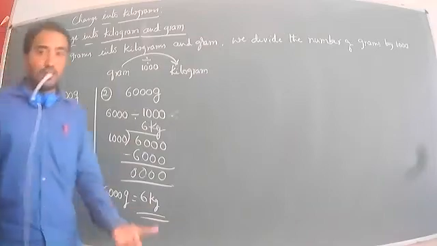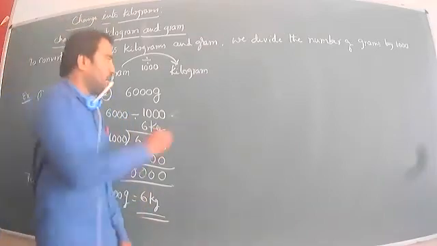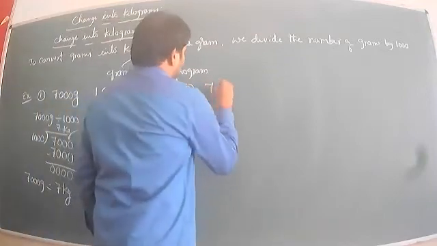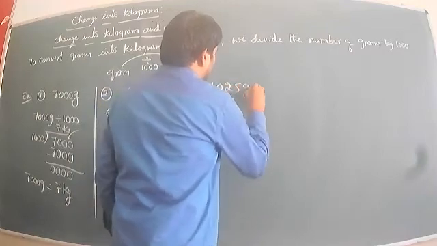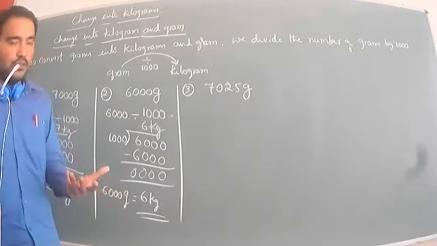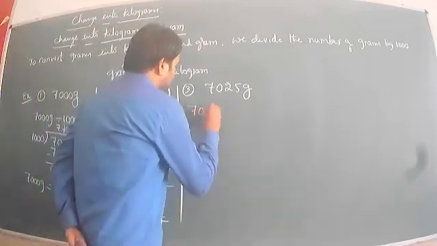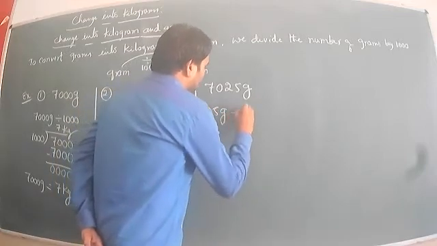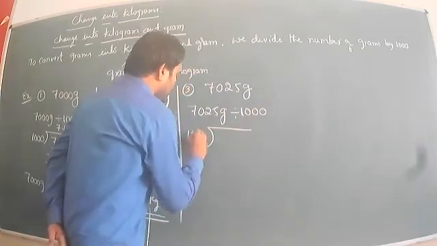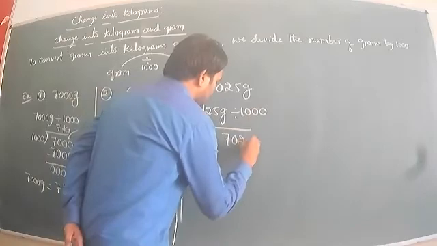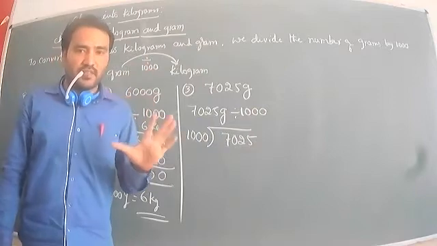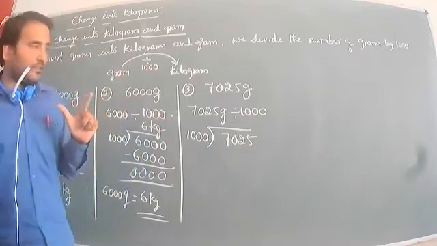Sometimes different numbers will be there. So look at that. Third question: 7,025 grams. This type of question will be asked. What do we do? Let us divide the number by 1,000. 7,025 grams divided by 1,000. 1,000 threes are 3,000, 1,000 fours are 4,000, 1,000 fives are 5,000, 1,000 sevens are 7,000.